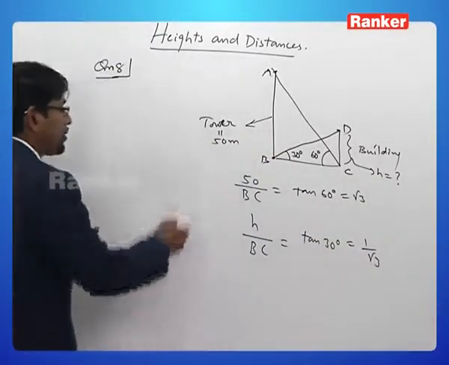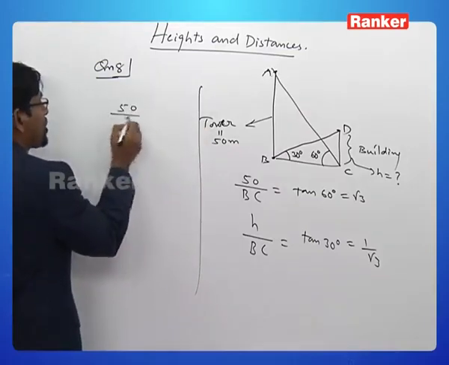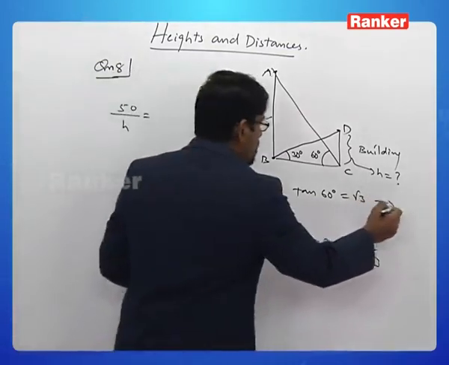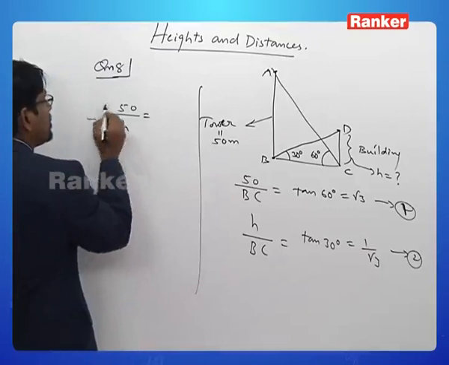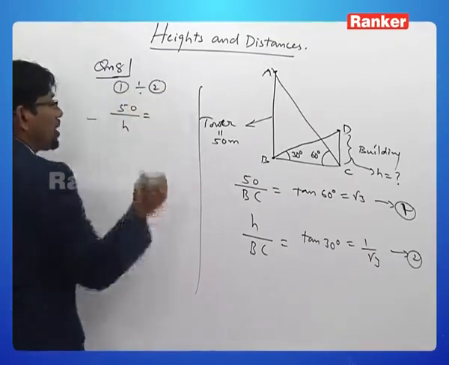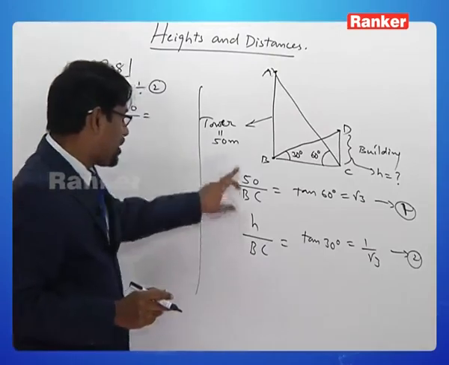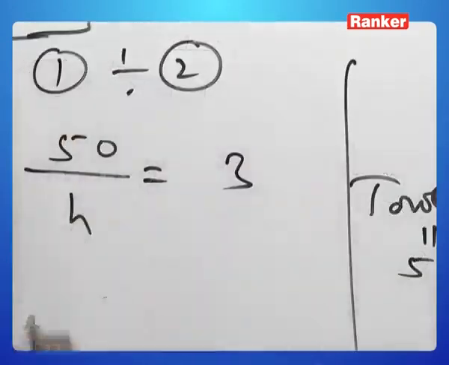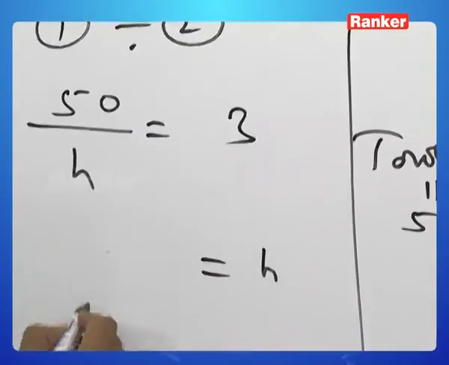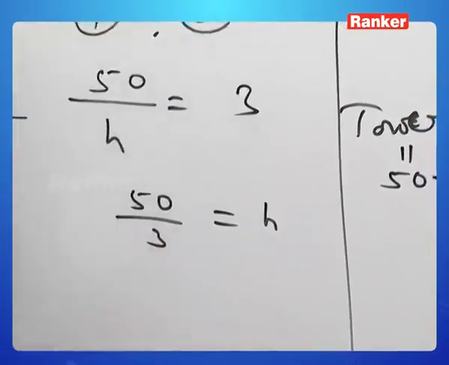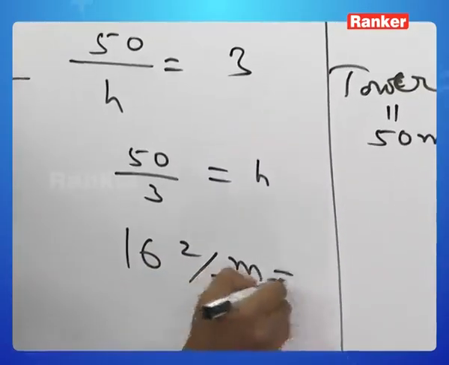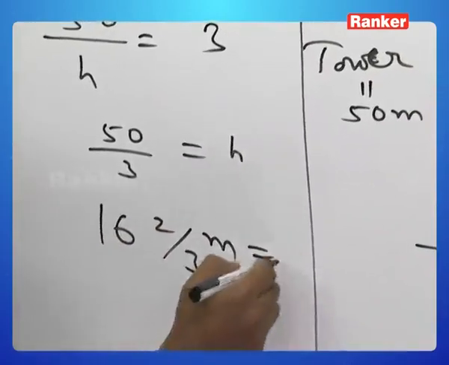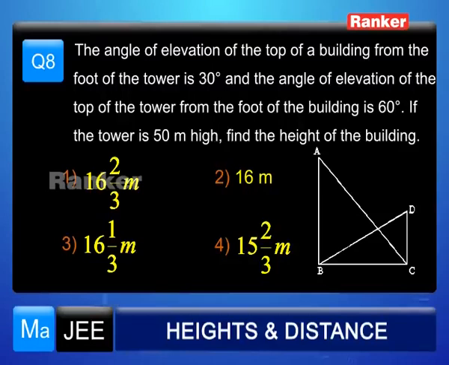So, let us divide one by the other. Call this as 1, call this as 2. 1 divided by 2. What does that give us? This BC will cancel and we will have 50 by H equal to 3. H is therefore 50 by 3. H is equal to 50 by 3, which we can write in the form of 16 2 by 3 meters. 16 3 is 48 plus 2 is 50, so 16 2 by 3 meters. And that is clearly appearing in option 1. Option 1 is the right answer.